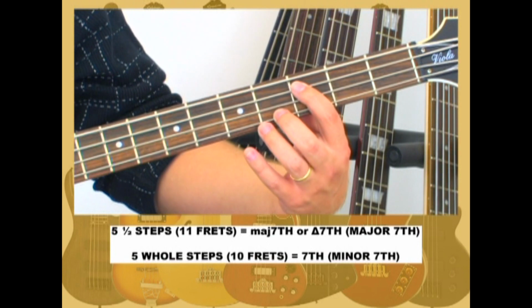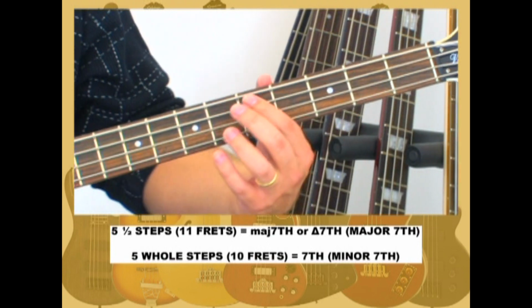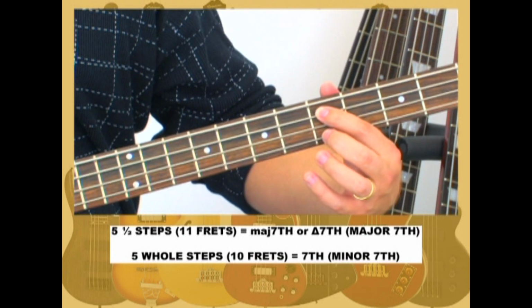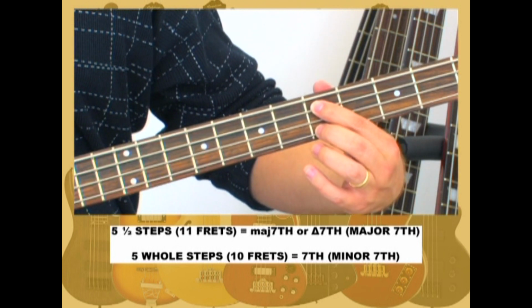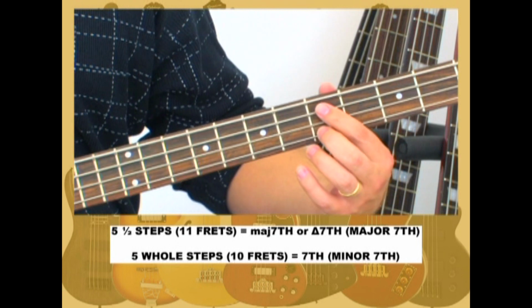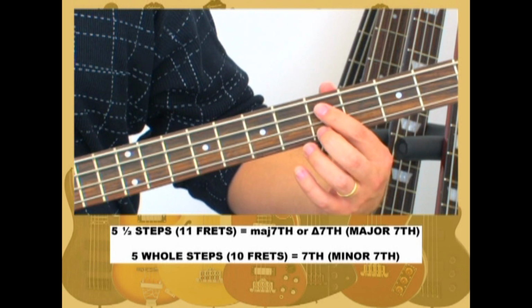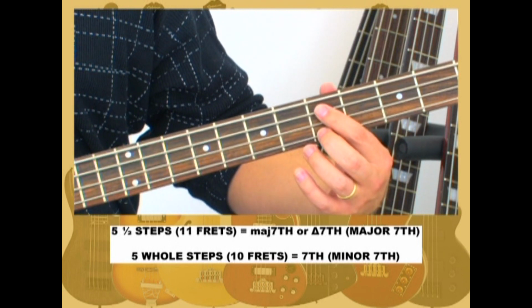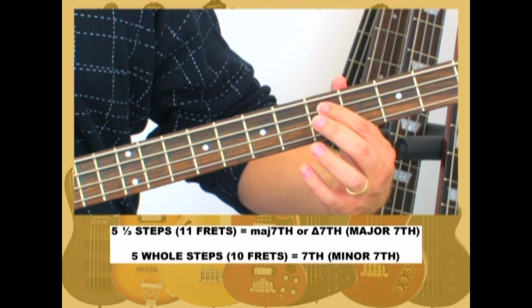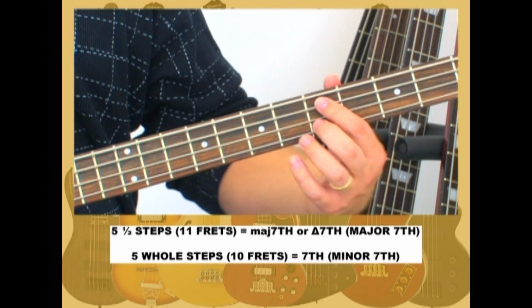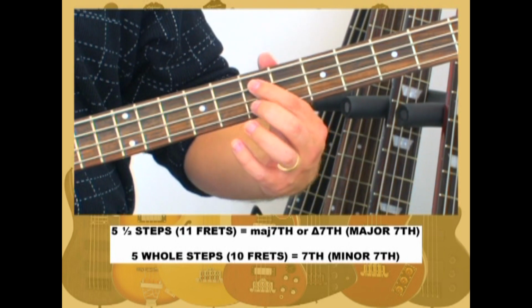When we move to the 2nd scale note, the D note, and play the 7th scale note above it, C, the distance is only 5 steps, or 10 frets. This is called a minor 7th interval, or simply a 7th interval. E to D is another minor 7th interval.